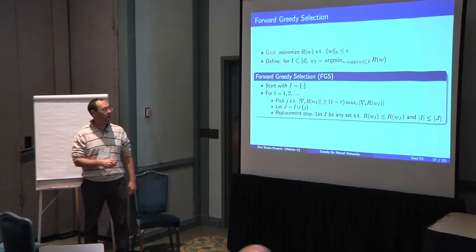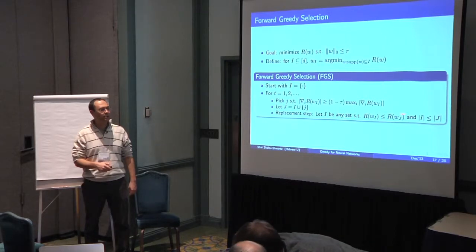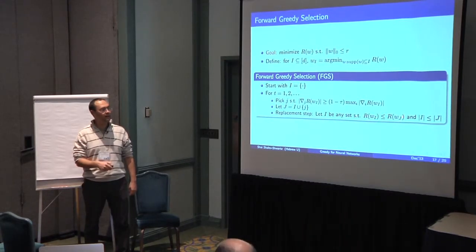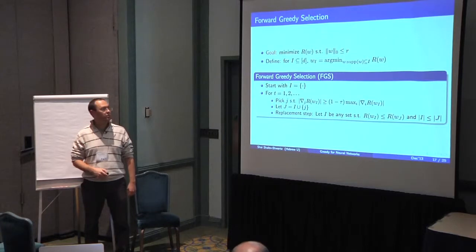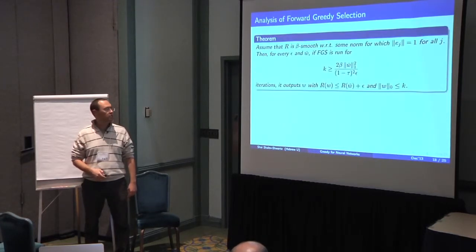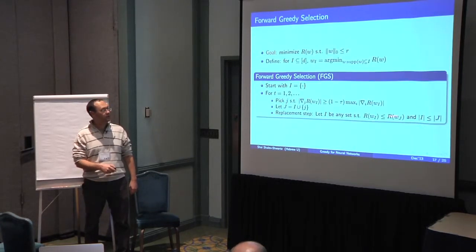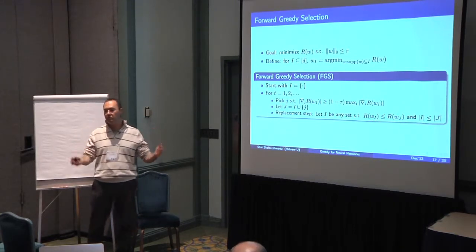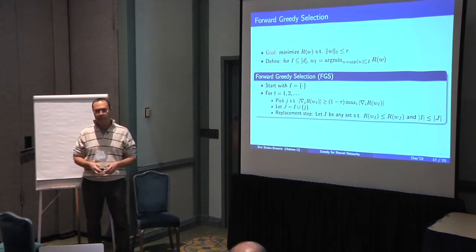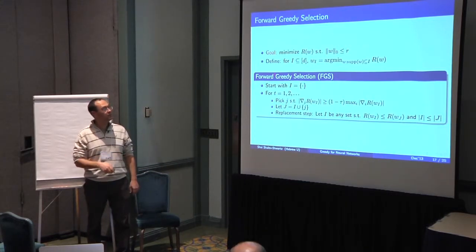Then we take the new set J to be the union of what we have until now and the new element j. And then we have a replacement step in which you can choose I to be any set such that R of w_I is smaller or equal to R of w_J. So of course, the trivial choice would be to take I to be exactly J, but if you do something better, it's just better. Okay? So this is the basic algorithm.